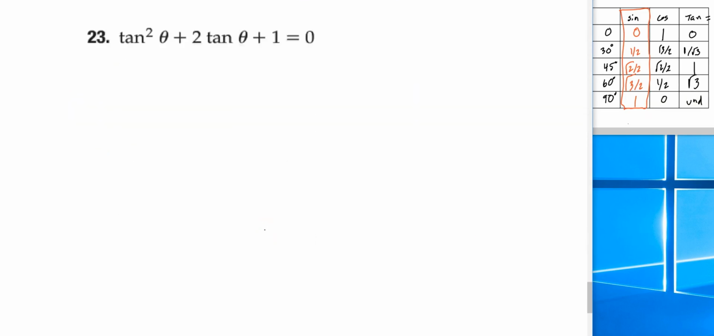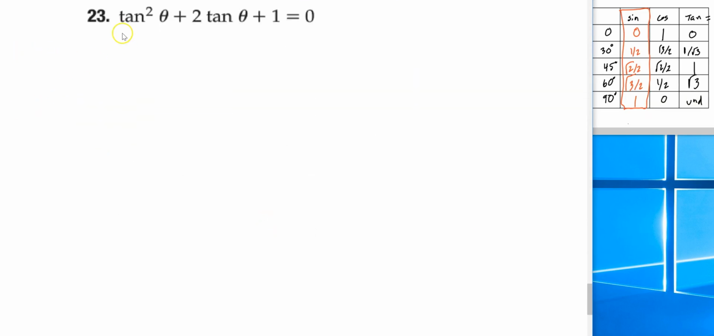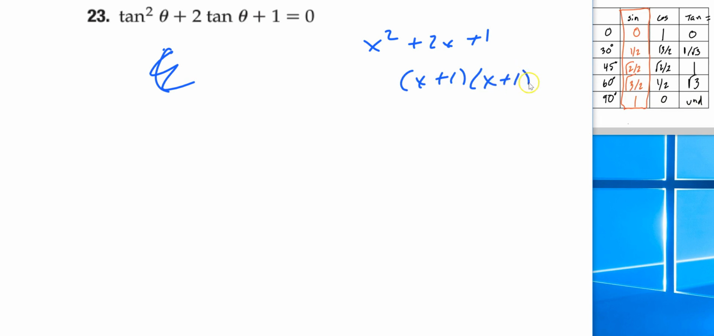Next one. This is another one that looks like a trinomial, so we're going to factor it. It's a little simpler. What two things multiply to get 1, but add to get 2? Just 1. This is like factoring x squared plus 2x plus 1. You just get x plus 1, x plus 1. Also known as x plus 1 squared.